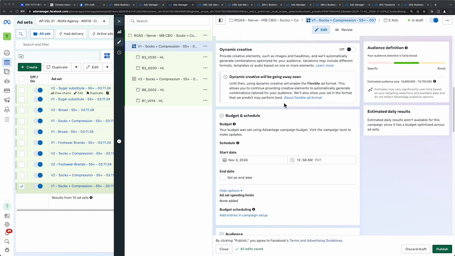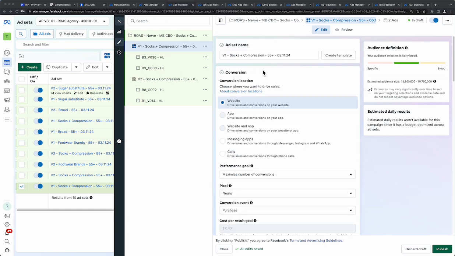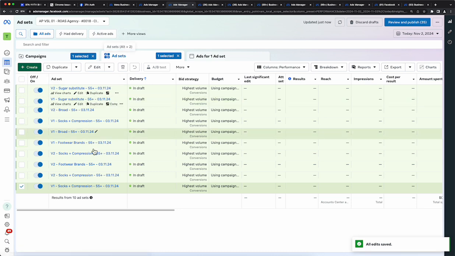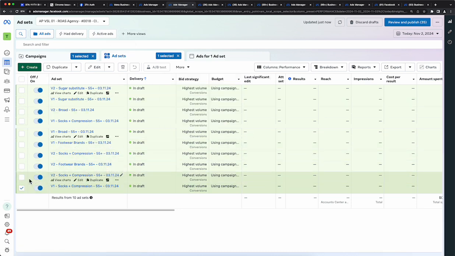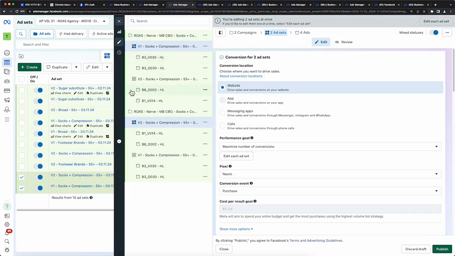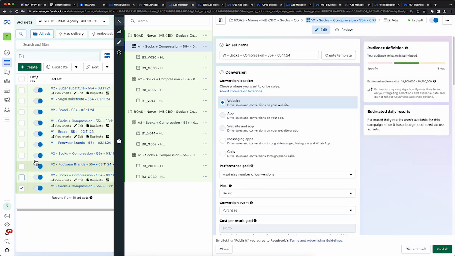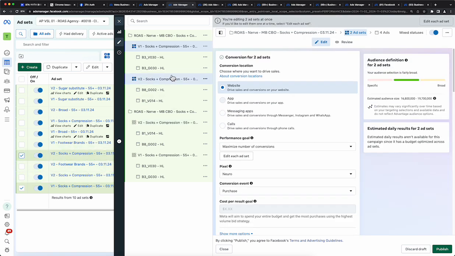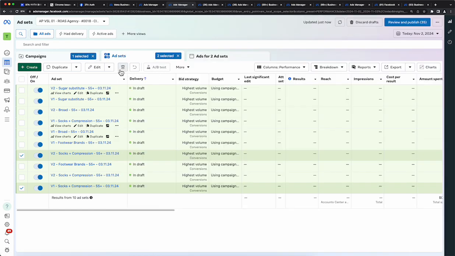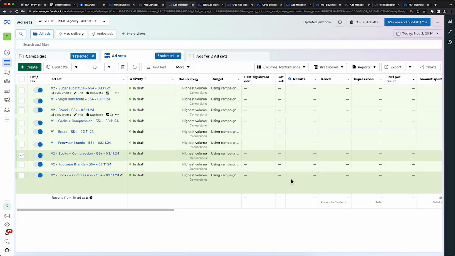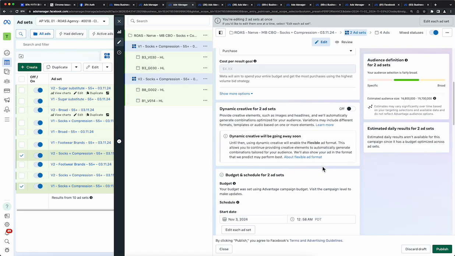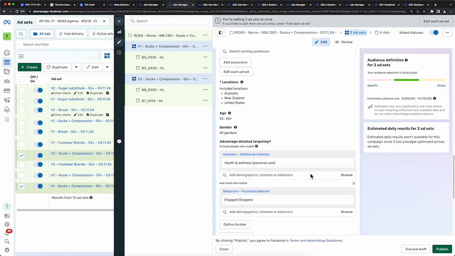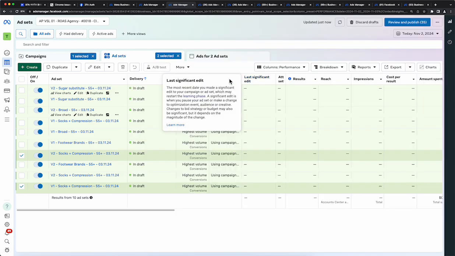So what we're going to do is now we need to find the other one. And that's not the other one. So V2, it's got to be this one. Yes, so I was looking for both of them in the same campaign. So let's first just make sure that they are the right ones. Okay, health and wellness engaged shoppers, lovely.